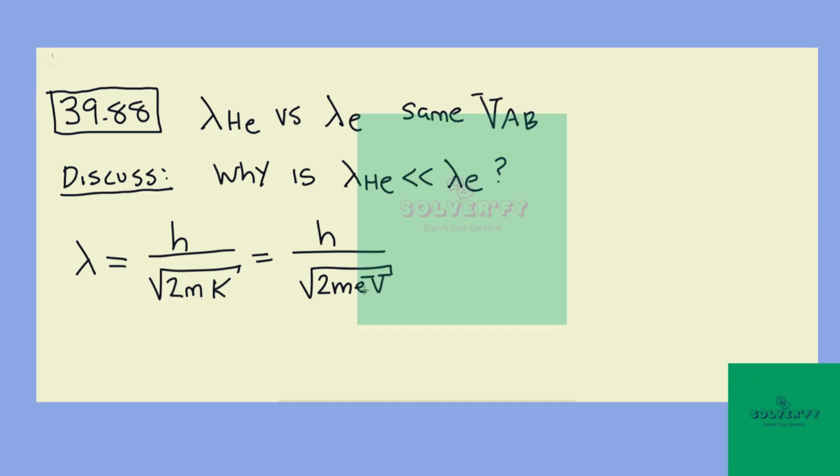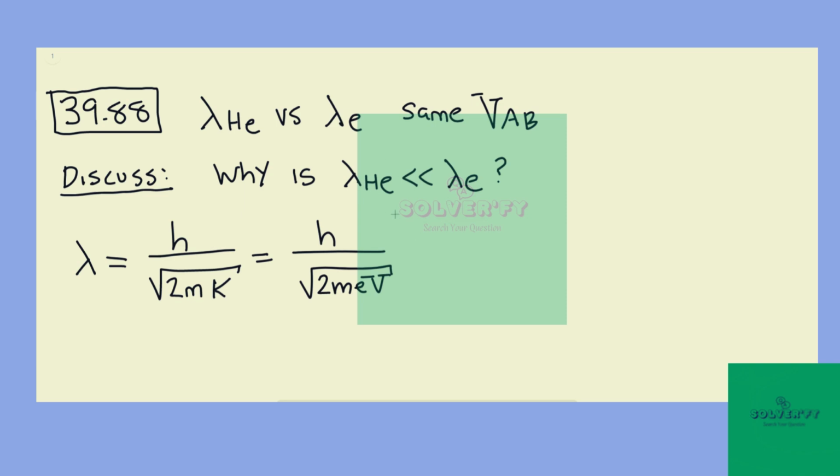As the electric charge of our particle increases, we would expect it to have a smaller wavelength. But more importantly, as the mass increases, we would expect a smaller wavelength. The mass difference between a helium atom and an electron is going to be enormous, 4 or 5, maybe even 6 orders of magnitude difference. So that's really what's going to cause the wavelength of the helium to be much, much less than that of an electron.